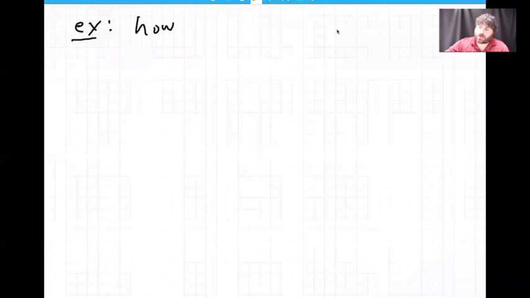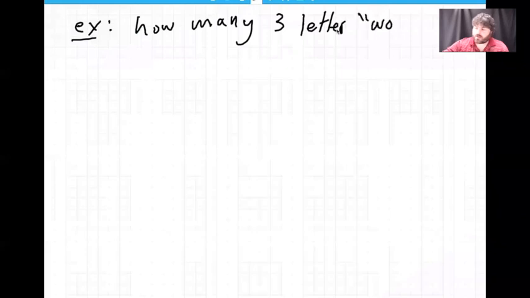How many 3-letter words that don't repeat letters are there? Now, when I say words, we're going to call ABC a word, right? Even though it's not really a word, we're going to say words. So it doesn't really matter if it actually makes a legible word. But how many 3-letter words don't repeat letters?